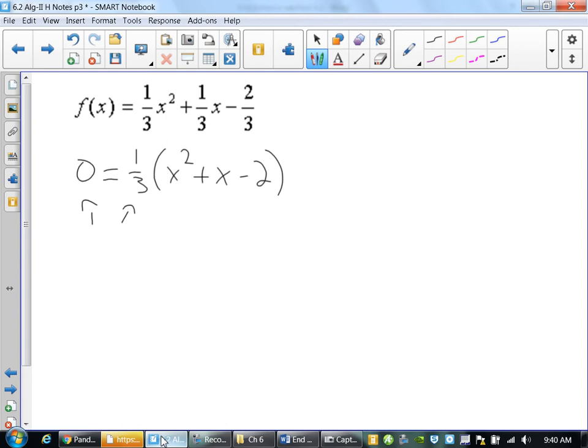What times what's -2? You have to be able to get +1. -1 and 2, very good. Zeros then are at 1 and -2.